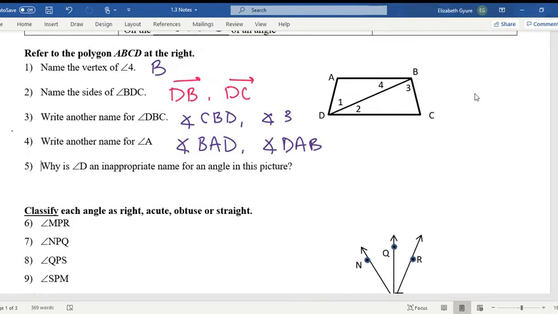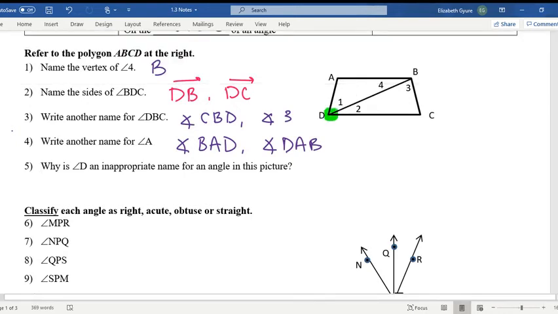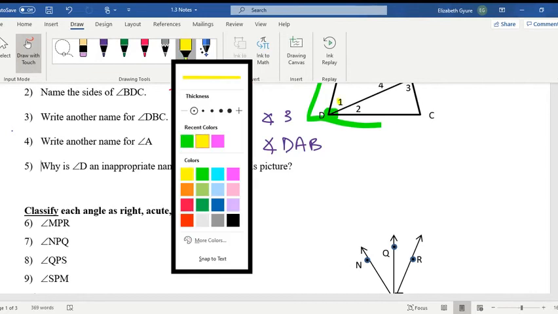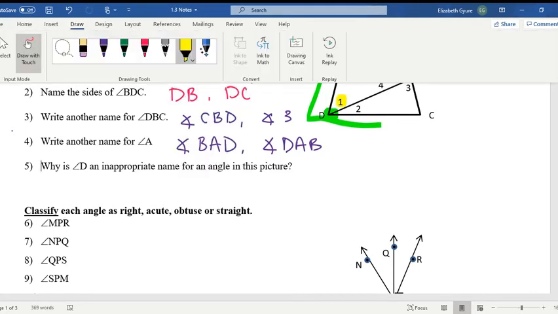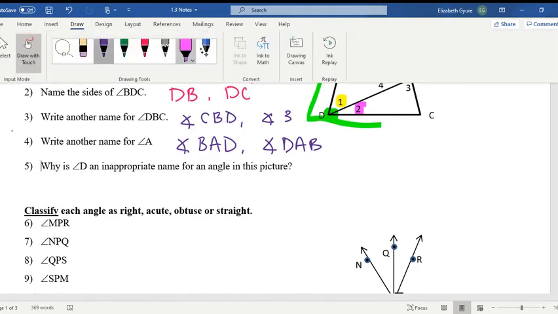So why is angle D an inappropriate name for an angle in this picture? Well, if you take a look at where angle D is, it's in this corner here. So if you say angle D, I won't know if you're talking about angle ADC, or on the inside, maybe you're referring to angle 1, or possibly angle 2. In this situation, you have to be more descriptive because point D is the vertex of multiple angles. So that's what we're going to state here.